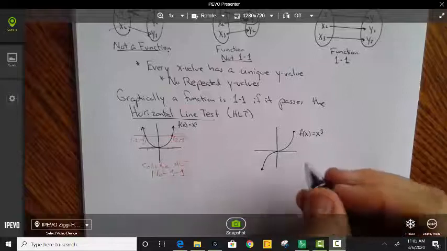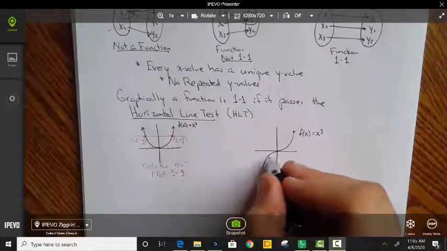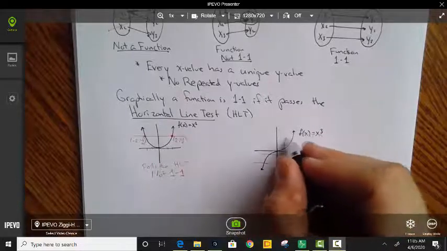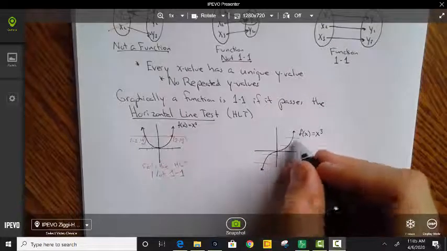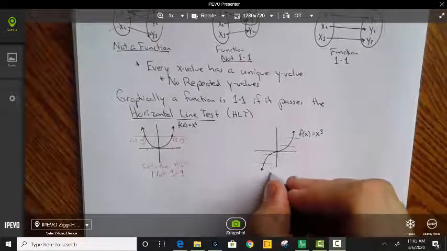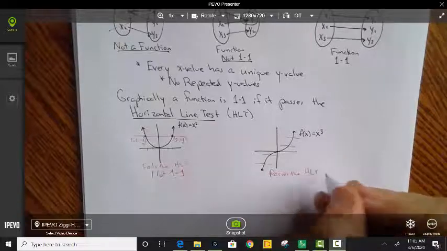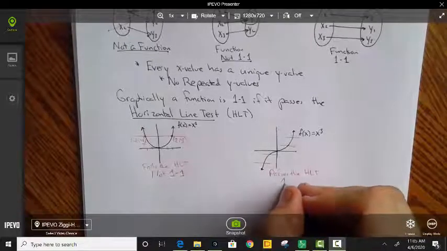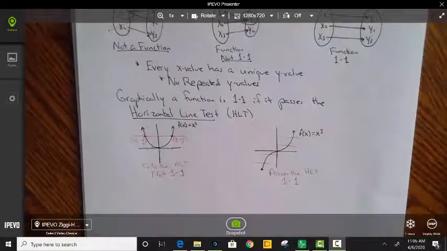So it doesn't match the definition of being a one-to-one function. Now, over here with f of x equals x to the third, no matter where we draw a horizontal line, it only crosses the graph at most one time. So this we would say passes the horizontal line test, which means that f of x equals x cubed is a one-to-one function.